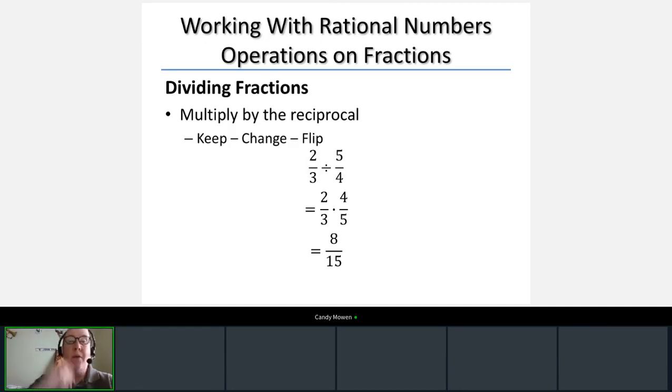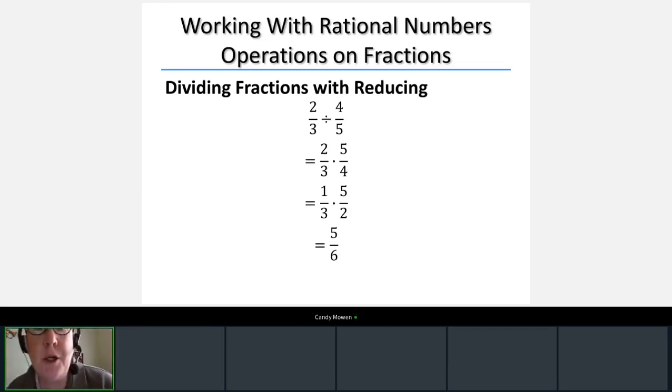Dividing, we multiply by the reciprocal. We keep, change, flip. So we keep our first fraction, 2/3. We change the division sign to multiplication, and we flip, or take the reciprocal of our second fraction, from 5/4 to 4/5. Can we reduce? No, we can't. So we multiply numerator 2 times 4 is 8. Denominator 3 times 5 is 15. 8/15, simplest form, and that is our answer.